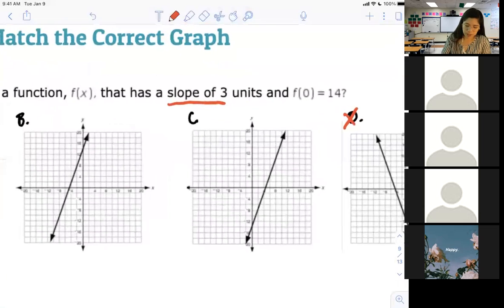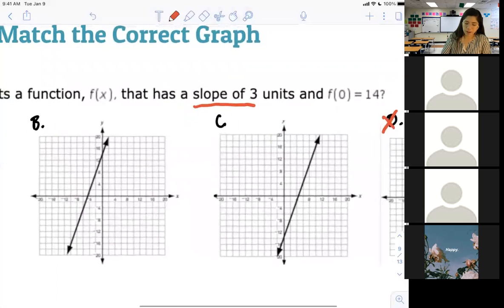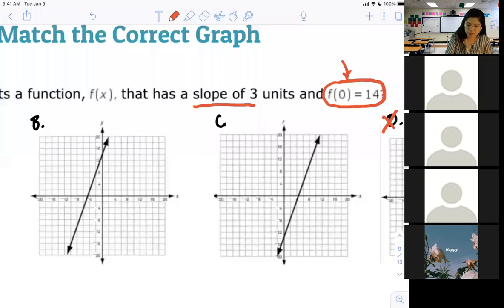All right, now let me zoom in a little bit. Now the other part of this is that f of 0 has to be 14. Can anyone translate that? This is function notation. Is that the y-intercept? Yes. Lauren said it. When the input is 0, what point is that asking about? 0, 14. This is asking me about the y-intercept.